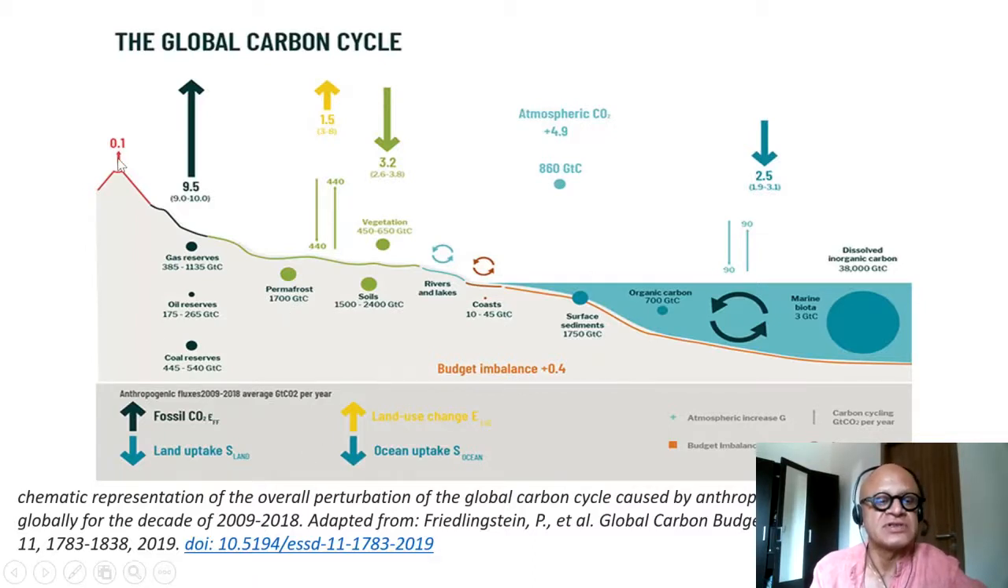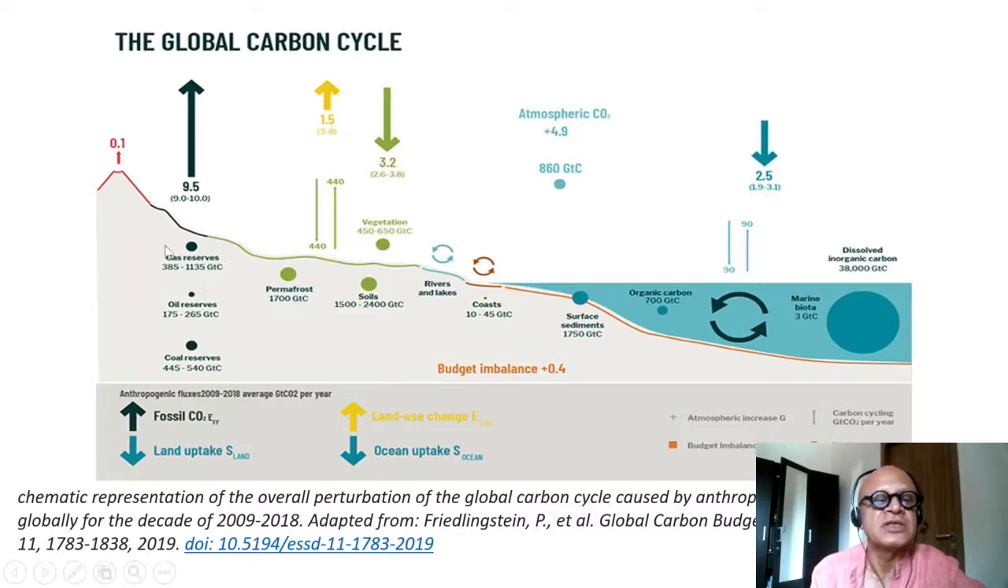And you can see there is volcanic, so we are looking at fossil fuel emissions, land uptake, ocean uptake, land use change emissions, and there are some budget imbalances and atmospheric increases and so on and so forth. So there is the fossil fuel emission about 10. So you can see there are uncertainties in each number. So these are in gigaton CO2 per year.